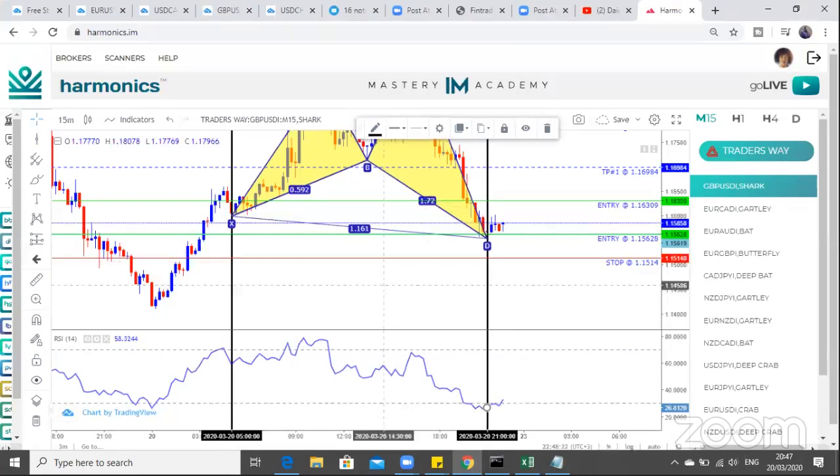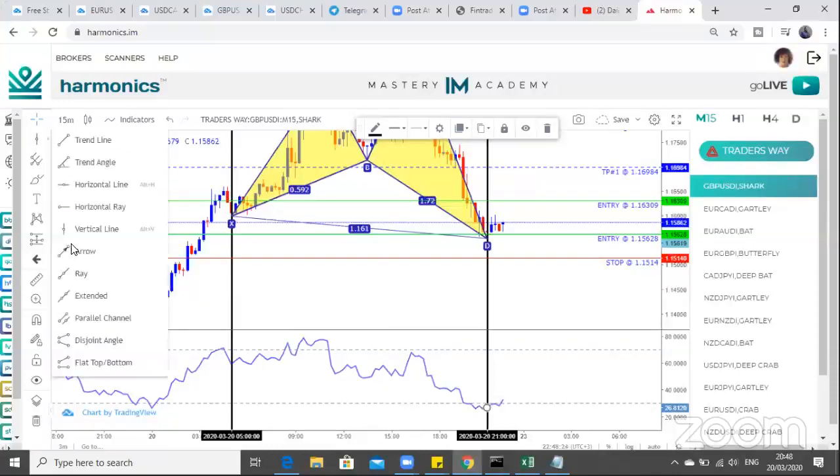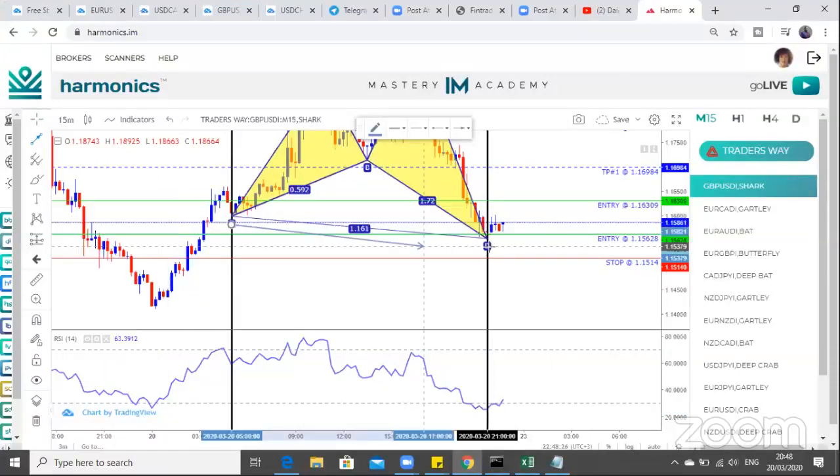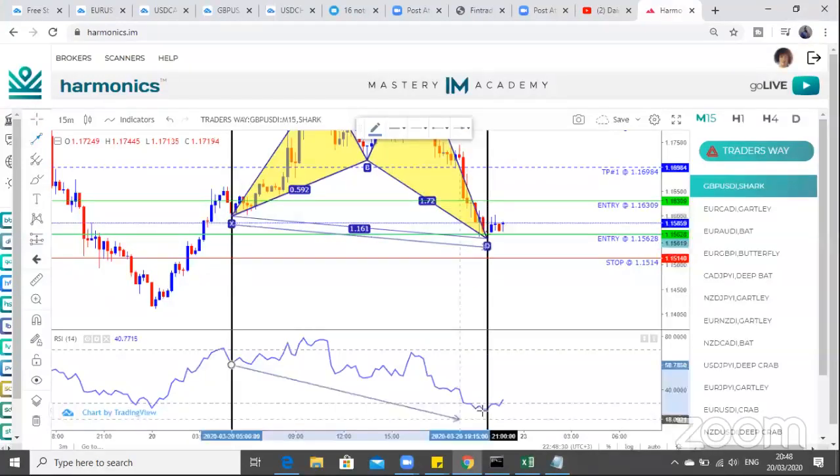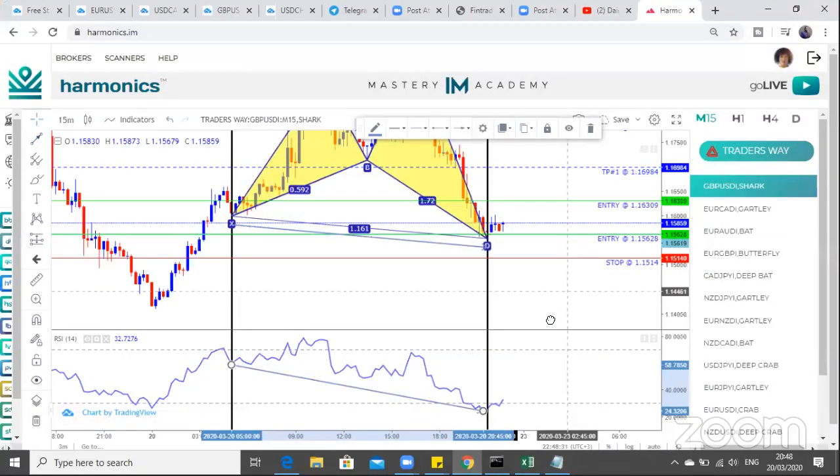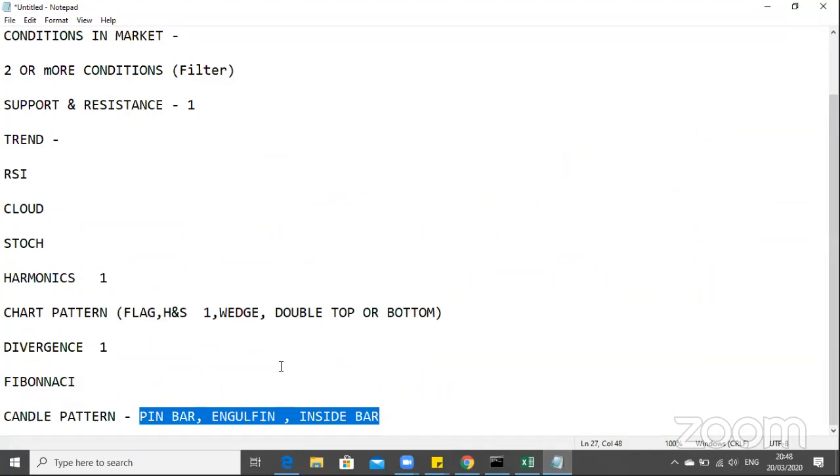In all of this trade now, I only have candle pattern, I have flag, I have head and shoulder, I have harmonic scanner, and I have support and resistance. So to me, I have 4. For you to have a good trade, you want to have minimum 3 to 4 conditions. For me, I like 4. 4 is good. That is why Ozia's strategy is 4 conditions.